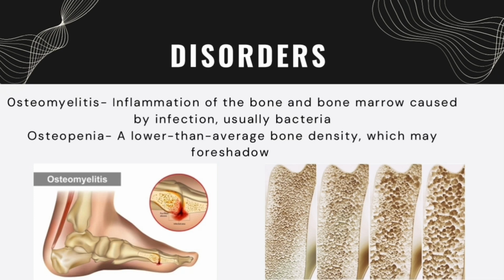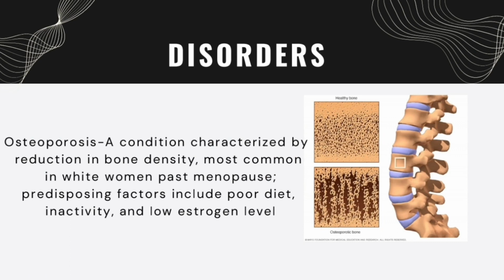Osteopenia, a lower than average bone density, which may foreshadow osteoporosis. So, osteopenia is a condition characterized by lower than normal bone mineral density, which makes bone weaker and more prone to fractures. It is often considered an intermediate stage between normal bone density and osteoporosis.